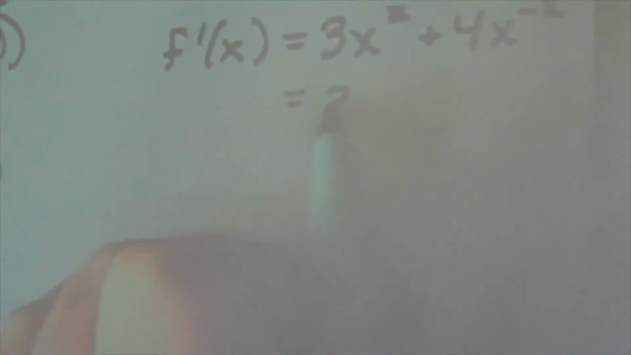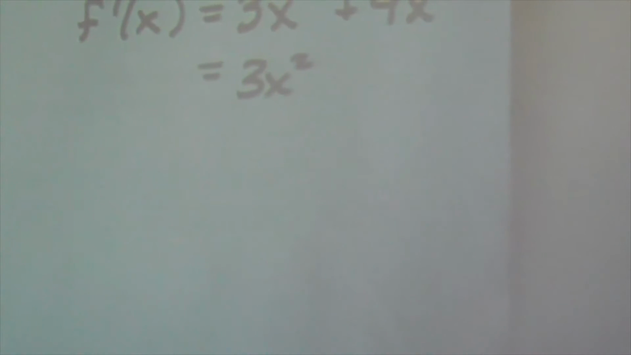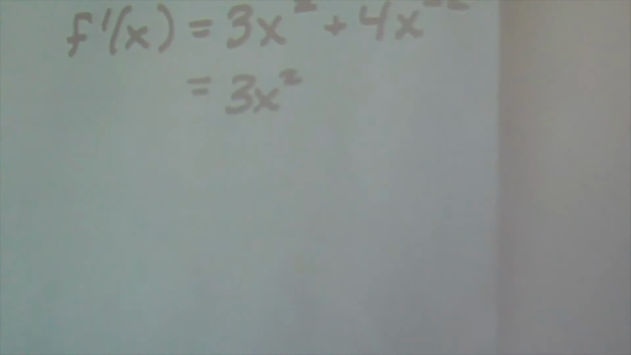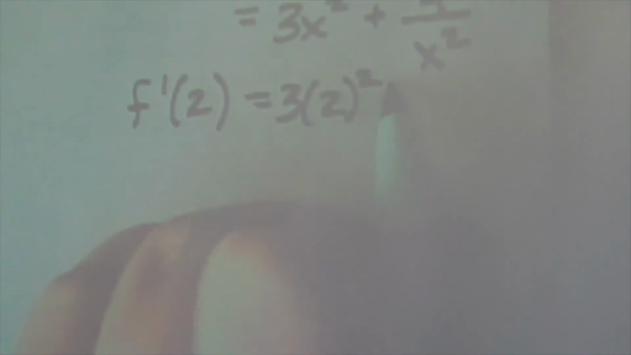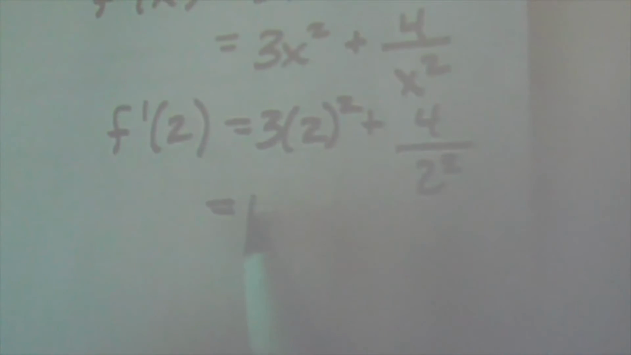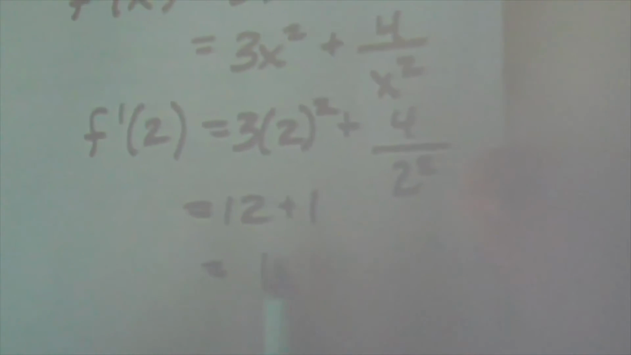So that's going to be 3x squared. Do not try to evaluate anything with negative exponents. Simplify your negative exponents to make them positive and then evaluate. So this is plus 4 over x squared. So let's find f prime of 2. I've got 3 times 2 squared plus 4 over 2 squared. 3 times 4 is 12 plus 4 over 4 is 1, so that is 13.